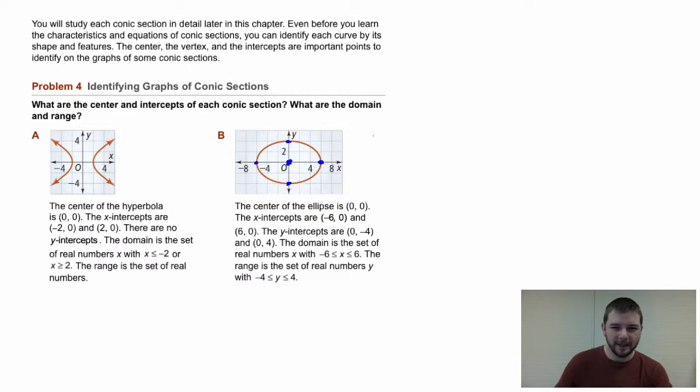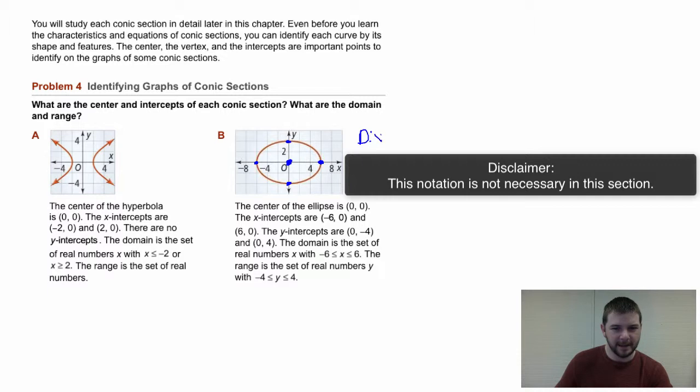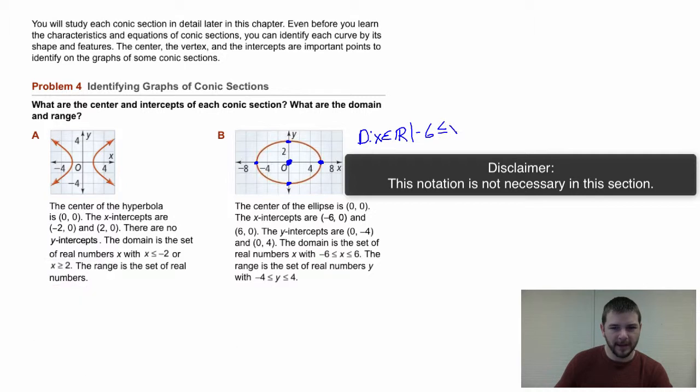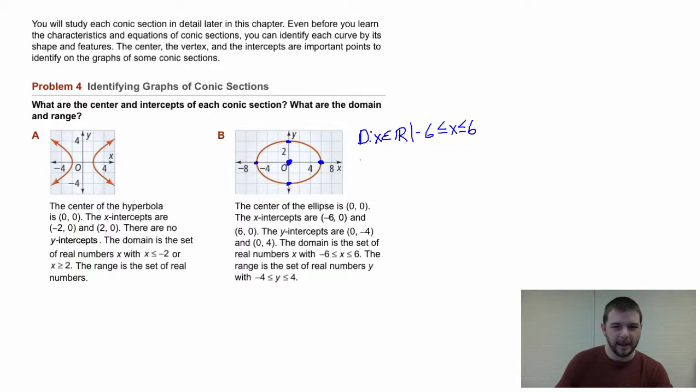Now the domain and range. Using our fancier notation, the domain can be stated as all real numbers x such that -6 is less than or equal to x, which is less than or equal to +6, and our range can be stated as all real numbers y such that -4 is less than or equal to y, which is less than or equal to +4.